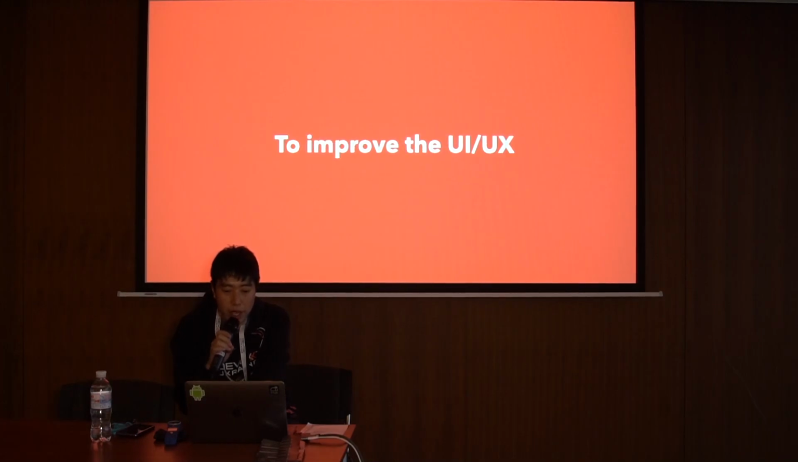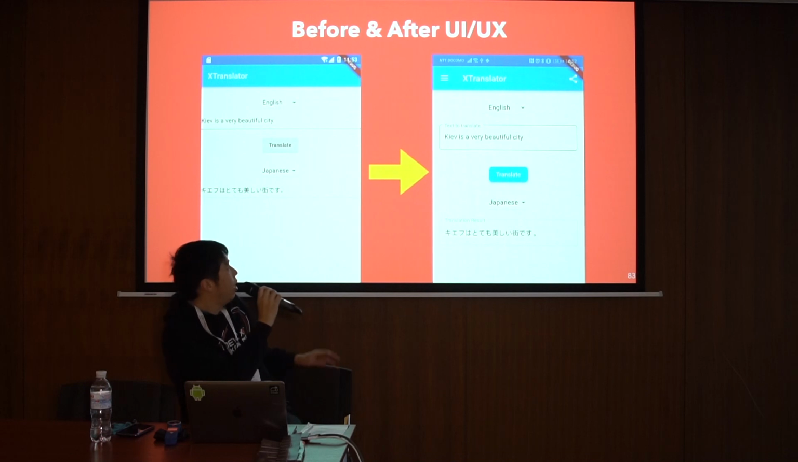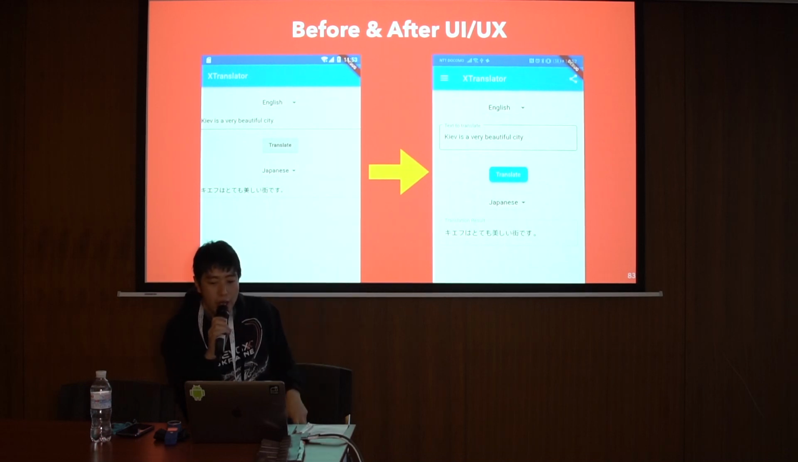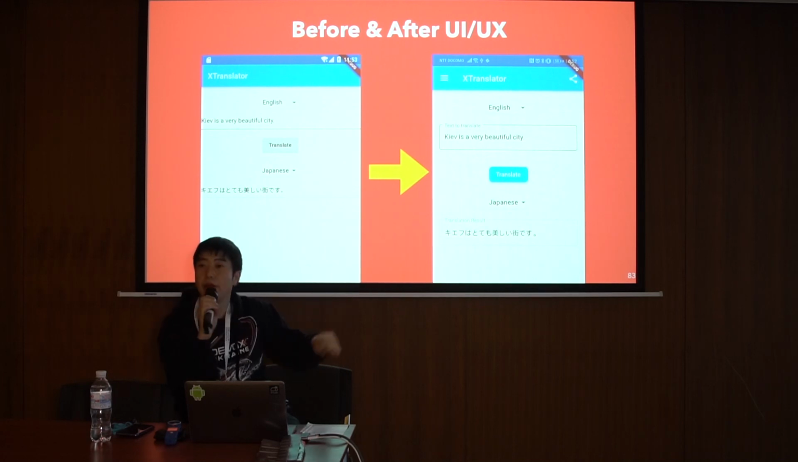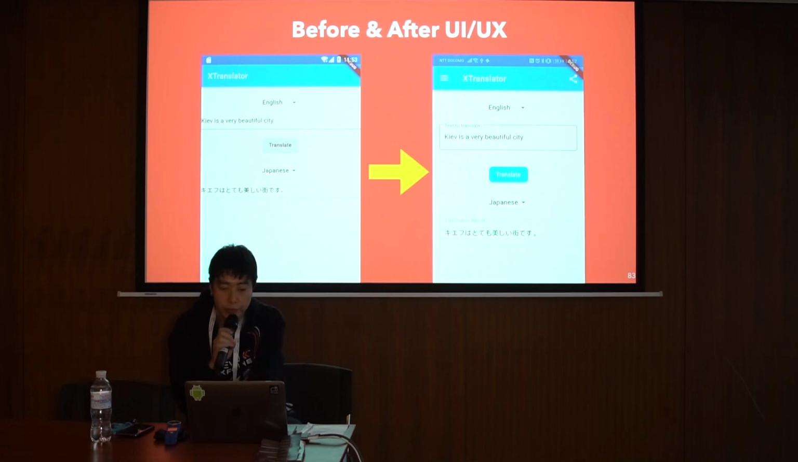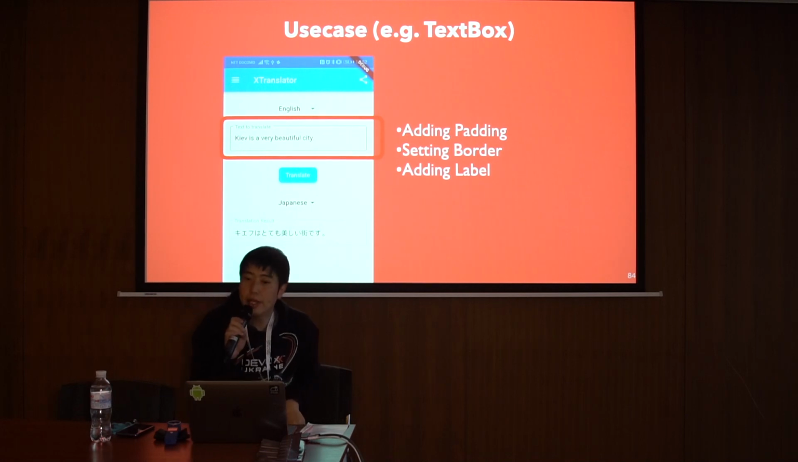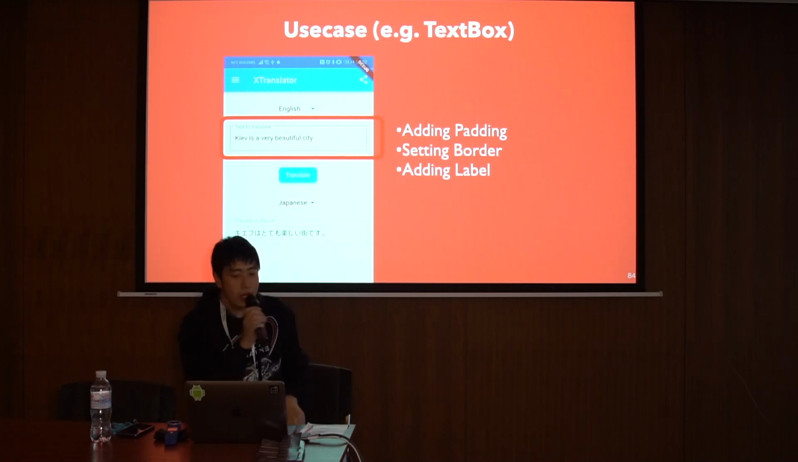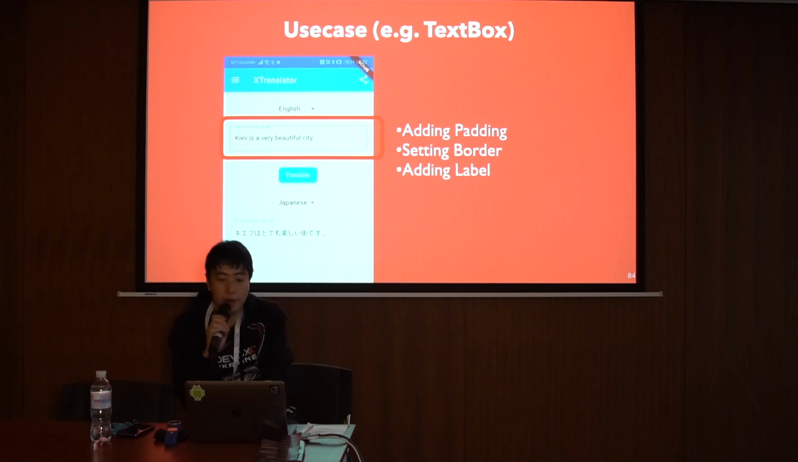And one more, I'd like to talk about improving Flutter apps' UI UX. This is my app before and after. The left figure is the first version. The right figure is the improved version. In this section, I'll show you some improvements, for example, adding padding, setting a border, adding a label.